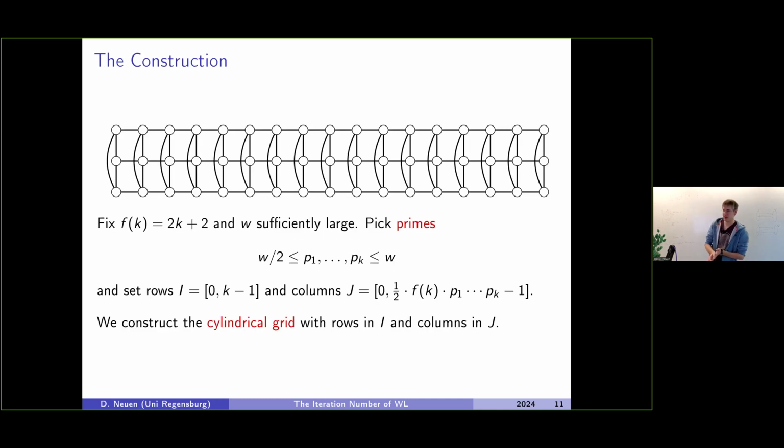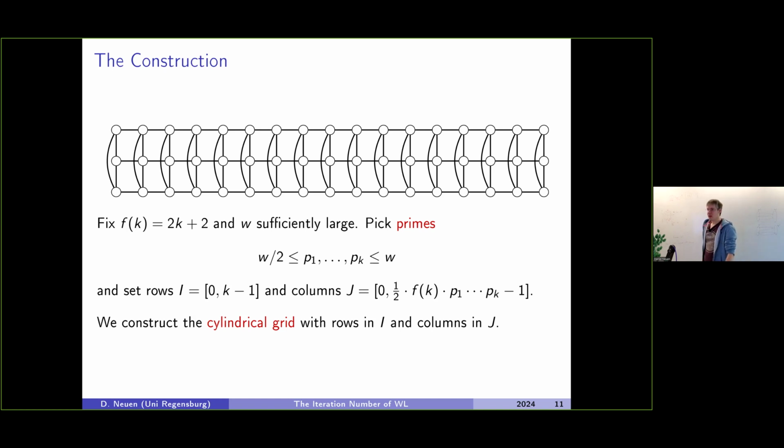Okay, so now I want to describe the construction. I need to describe the graph, and I need to describe the equivalence relation that we define. So we will fix some f of k, which we will set to 2k plus 2, and w sufficiently large. Basically, w somehow relates to the length of our grid. F of k is just some function in k that is large enough. If at some point you do not feel happy that 2k plus 2 is sufficient, you may imagine some larger number, I don't know, 100,000 times k. This should always be sufficient.